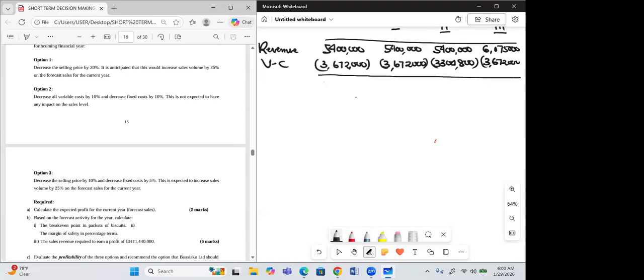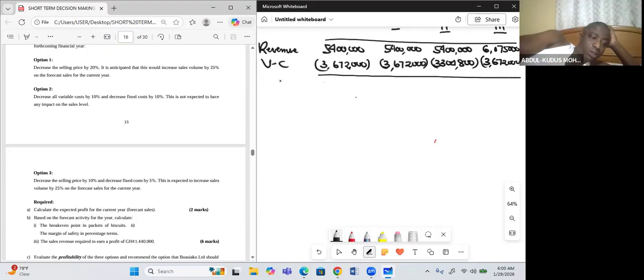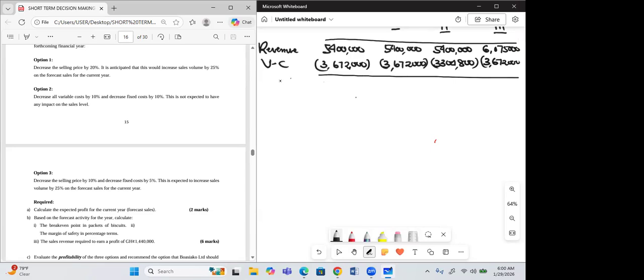Take all that out. Okay, so the first one, the current will be 1,728,000. What about the option 1? The contribution is what we get, 1,728,000. The same thing. Yes, the current is the same as option 1, sorry.